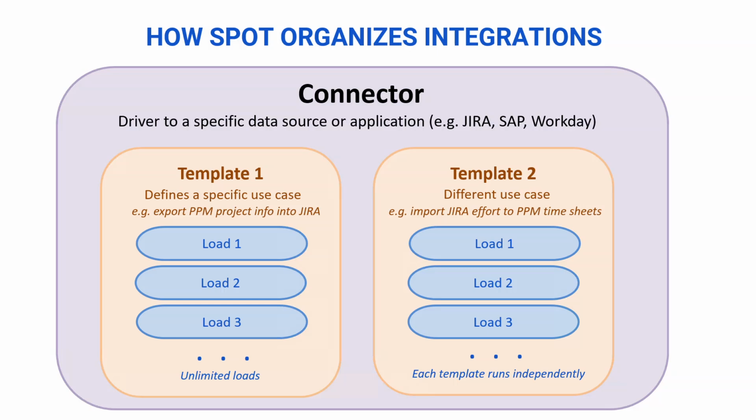Spot comes with a large list of connectors, which are basically drivers for specific types of data sources and applications, for example, Jira, SAP, or Workday. So in my diagram here, I have a connector, for example, for Jira. Then we have something called templates. For each connector, any number of integration templates can be configured, each corresponding to at least one integration use case. So for example, for my Jira connector, I have a template for exporting PPM project information into Jira. Then I have a second use case or template for importing Jira effort into PPM timesheets. Then once a template is set up, any number of loads can be executed using it, and each template can run independently.